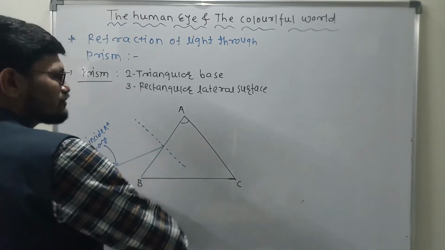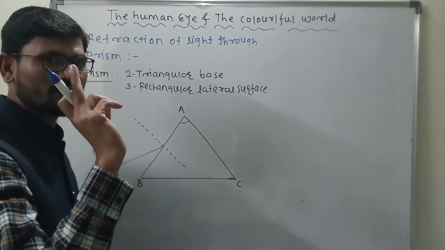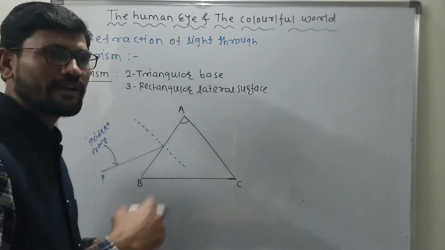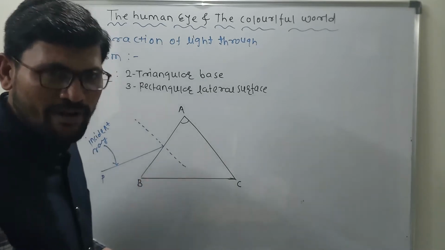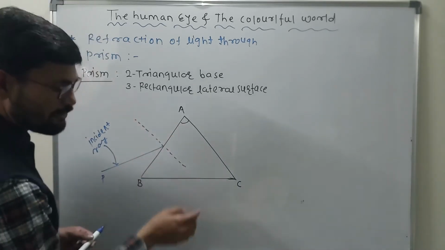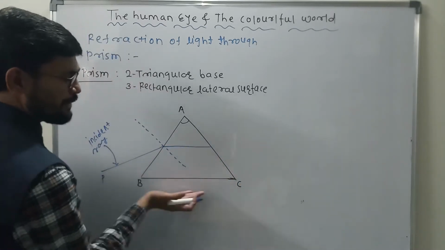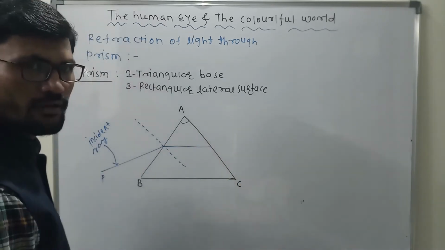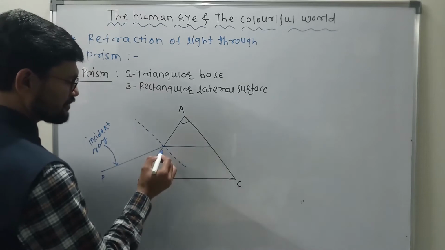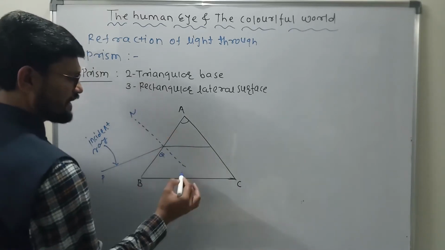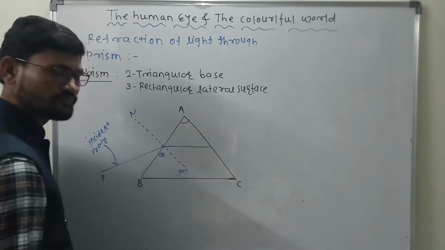Now the light is moving from air to glass. So as per the concept we have seen, when the light is traveling from air to a denser medium, or air to glass medium, it bends toward the normal. So light will bend toward the normal and it will travel parallel to the base of the prism. Let us suppose this point is called the Q point. This normal is called N dash.